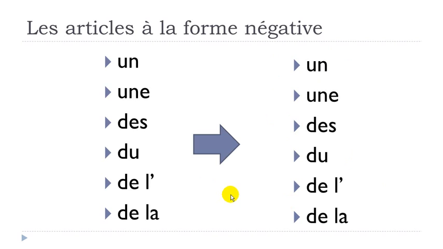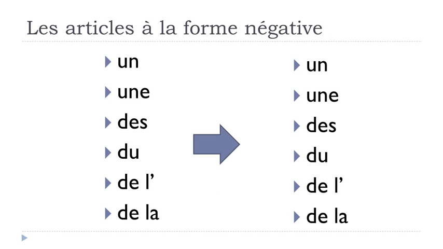If you use them in normal structures, then they will change and they will become de or d' apostrophe as we saw previously. But if you use these articles or then the partitive with c'est, in that case, they don't change when you put them at the negative form.